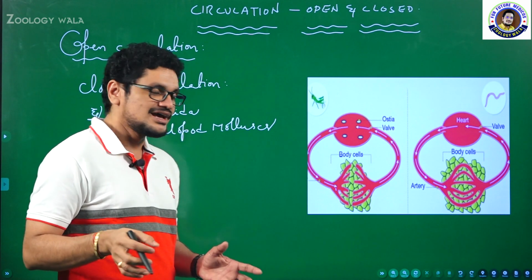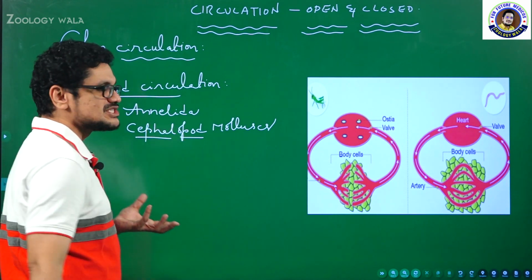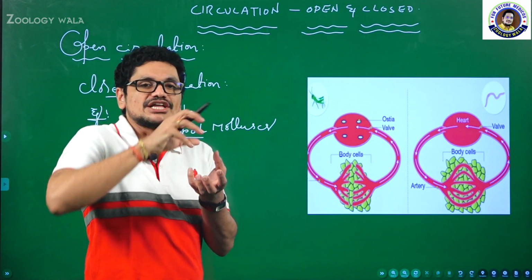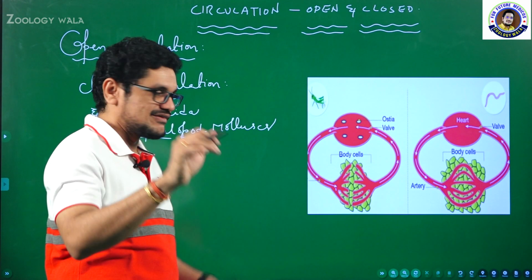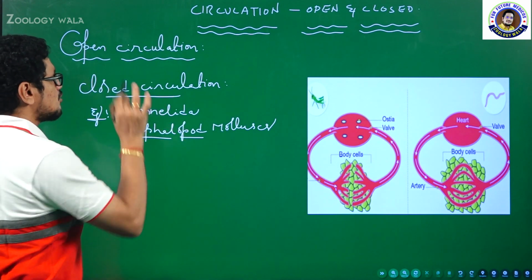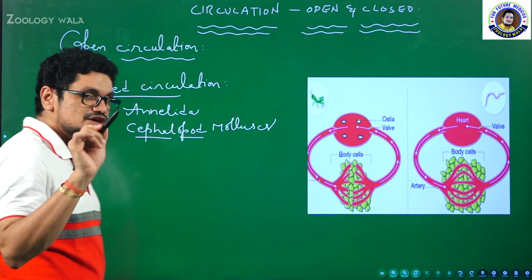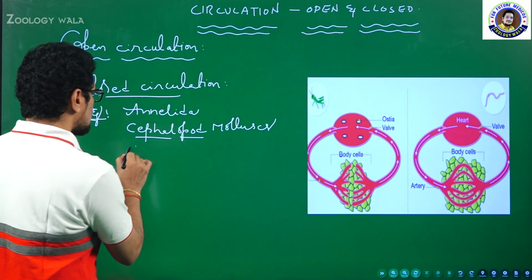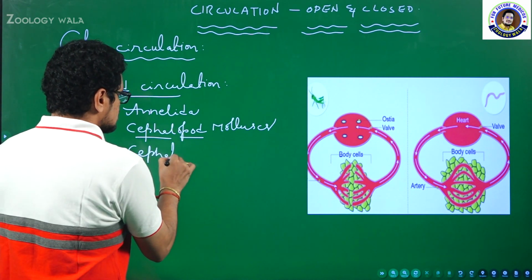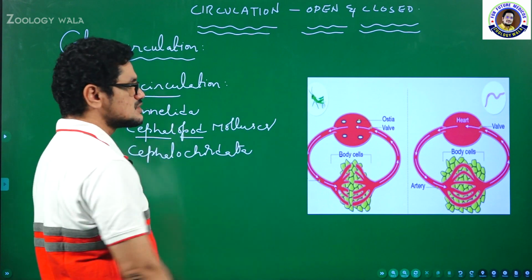Some groups are there. Why was the name given like that? See, pod means foot, cephalic means head. The foot is present over the head region because of twisting of the body. What this is called is torsion, I will tell. So in cephalopod mollusks also closed circulation is observed, and also in the very important group of cephalochordates.